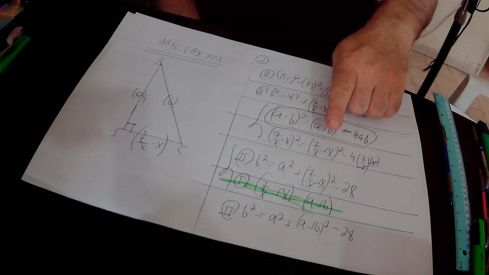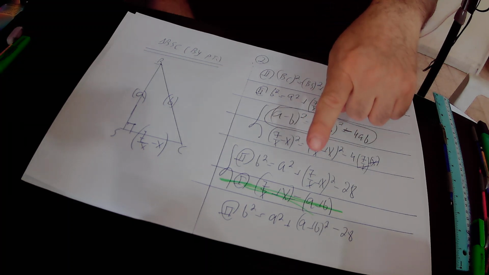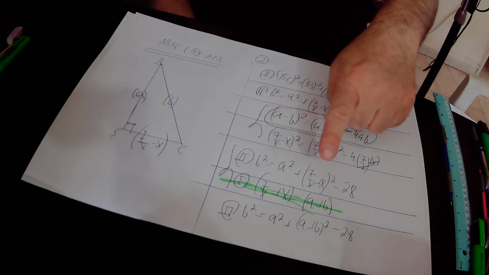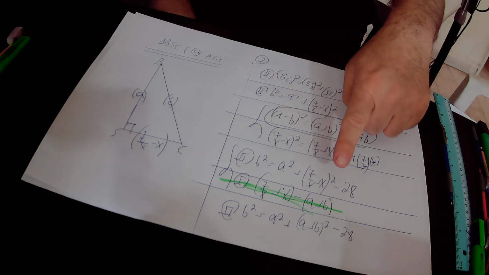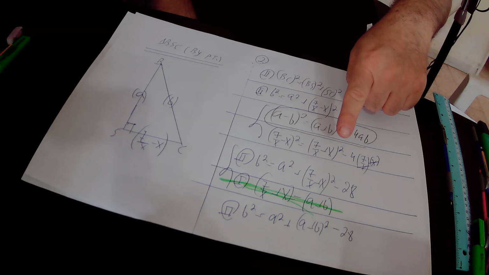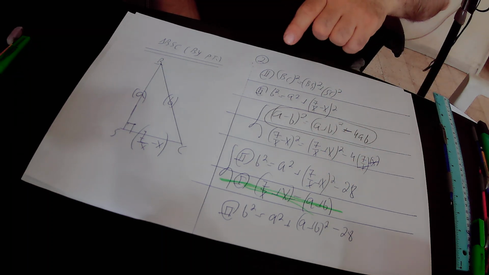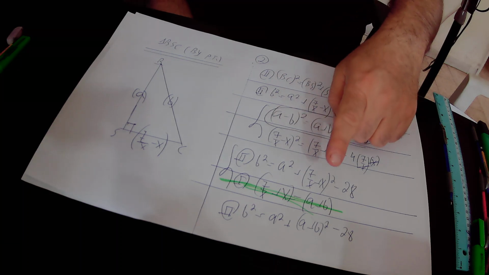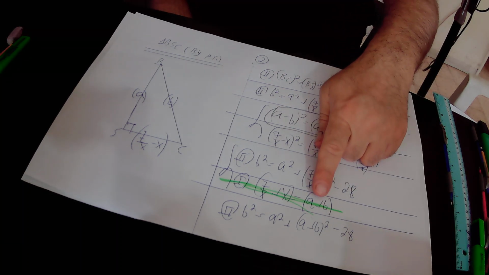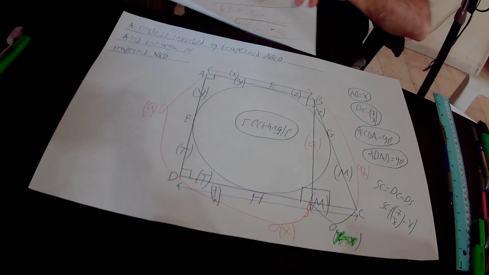We did it and actually found out that according to equation 2, b squared equals a squared, and here if 7 over x plus x equals a plus b, it means that 7 over x plus x squared must be equal to a plus b squared. So in total, we found out that according to equation 2, b squared equals a squared plus a plus b squared minus 28.